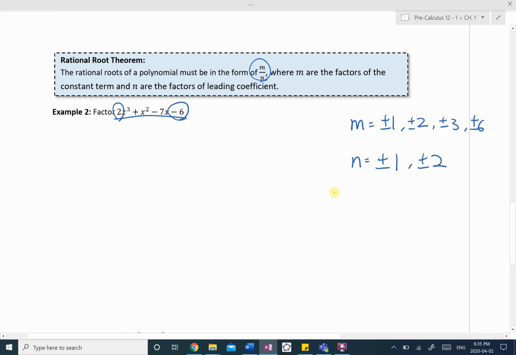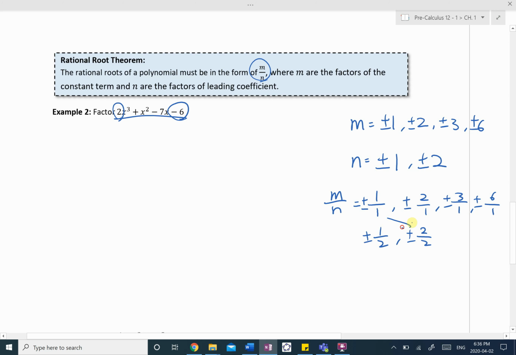Okay, so m over n could be either 1 over 1. Obviously, it could be positive or negative. Or it could be positive or negative 2 over 1, 3 over 1, 6 over 1. So I first used the m differently, and then I kept n as 1. Or I could now make n as 2 and then just change the values of m. So it could be plus minus 1 over 2, plus minus 2 over 2.